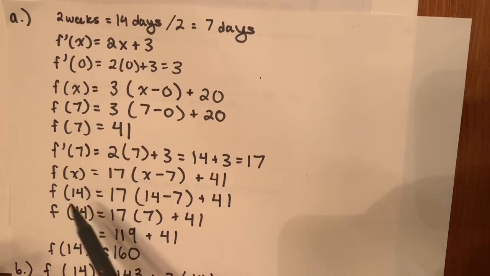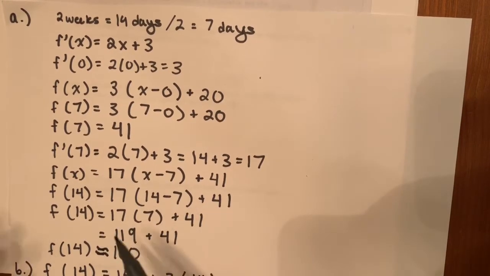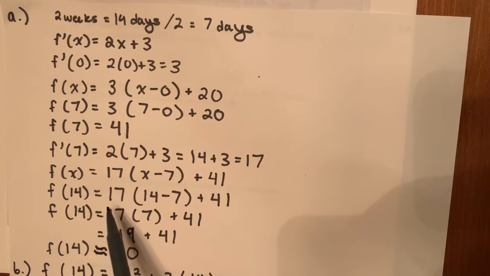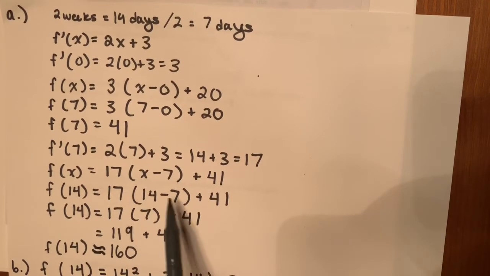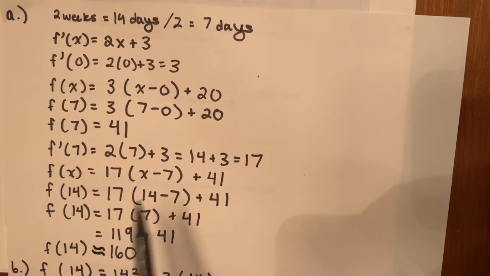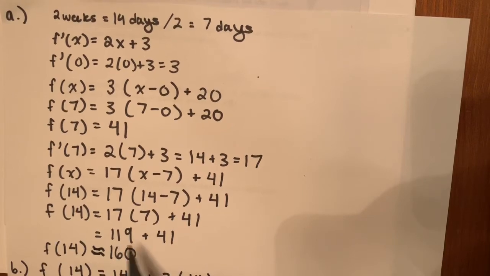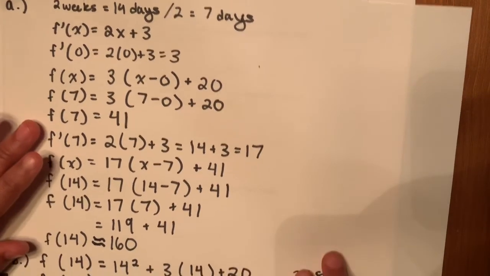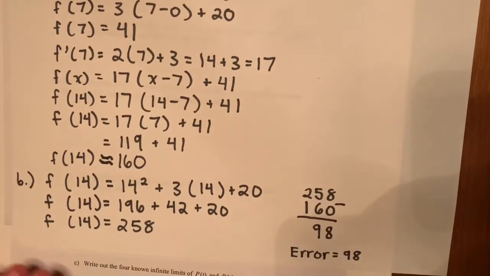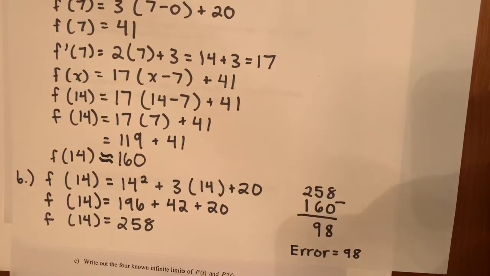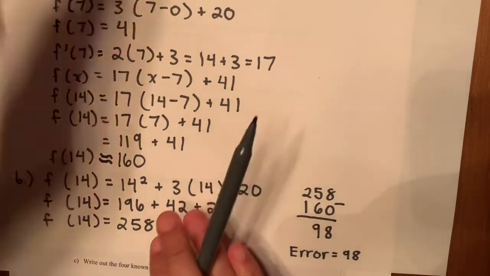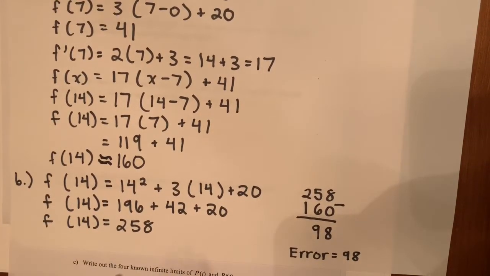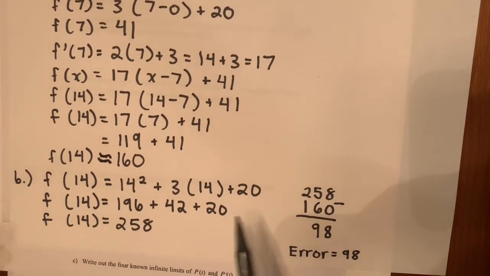And now we can plug in 14 into this equation to get the final approximation. So f of 14 is equal to 17 times 14 minus 7 plus 41. So 17 times 7 plus 41, which is equal to 160. So now that we have our approximation, we're going to plug in 14 into the actual equation, which, if you'll remember, was x squared plus 3x plus 20, to see how far away it was, to see the error.